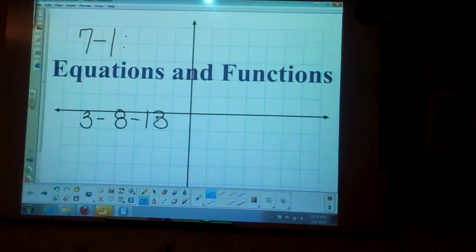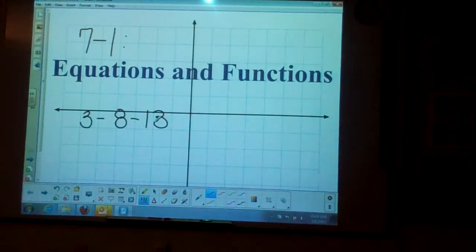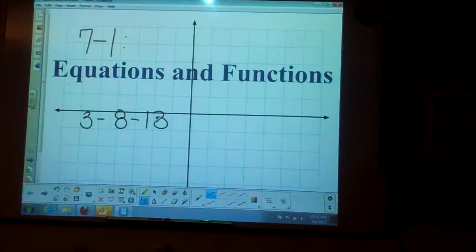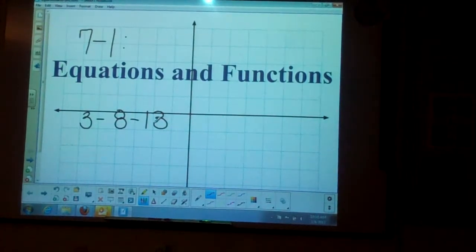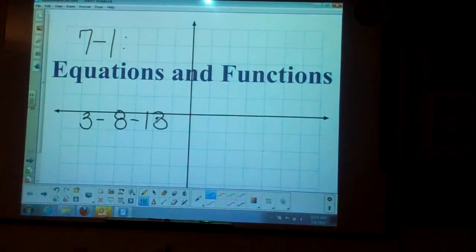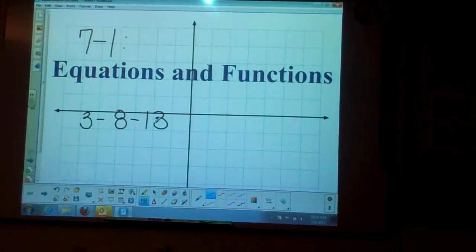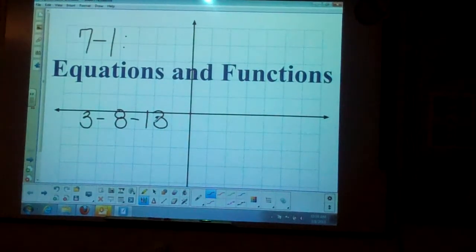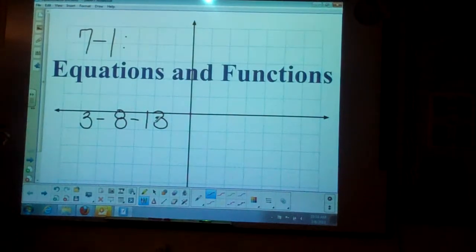So we're starting a new chapter, on equations and functions. There are obviously going to be equations, we're going to have graphing, and a little bit more of an algebra chapter. Okay? I'm ecstatic. All right.